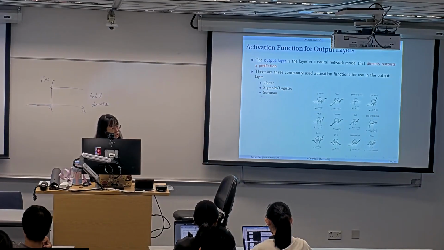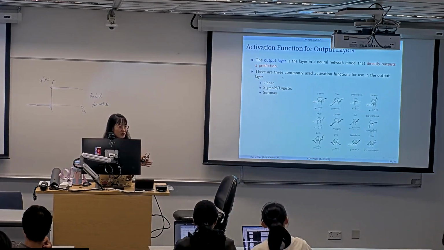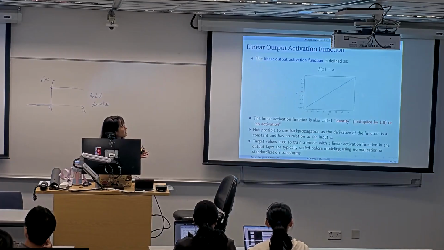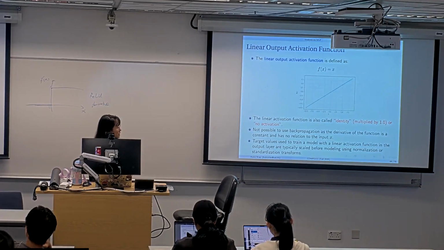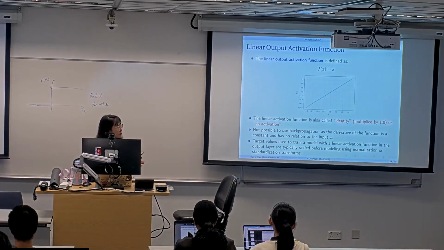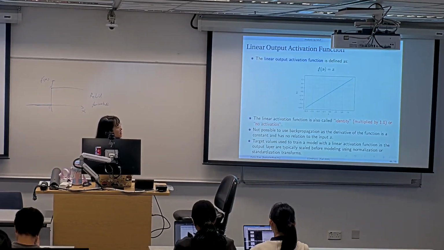Sigmoid and softmax, we already learned. What is the linear? Actually, you don't need to learn what is linear. You already know what is linear, right? So this is the linear output. f(x) equals x. Just this straight line, the linear activation function. The linear activation function is also called identity activation because it just multiplies by 1, or we even call it no activation. Because if you directly let what you receive be the output for this neuron, then basically that means no activation at all, right?